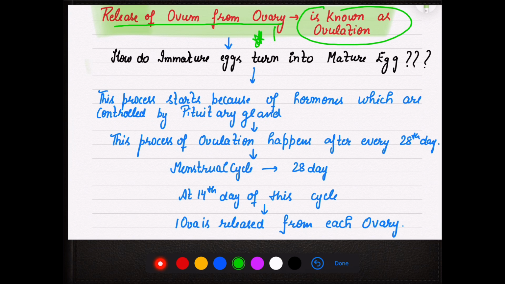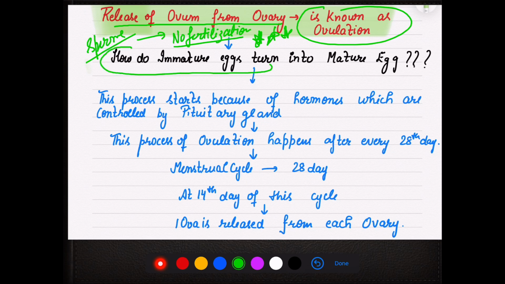This is the very important process, because if ova will not be available and sperms they will be there in the female body, then there will be no fertilization. Obviously no ovum, then sperms, they will die there, they will be dissolved in the medium, and there will be no fertilization. So next question which comes in mind, how these immature eggs which are already present in the body, how they change into the mature?